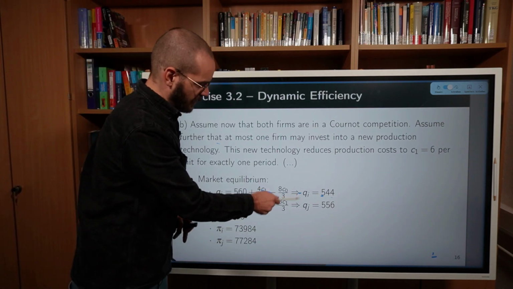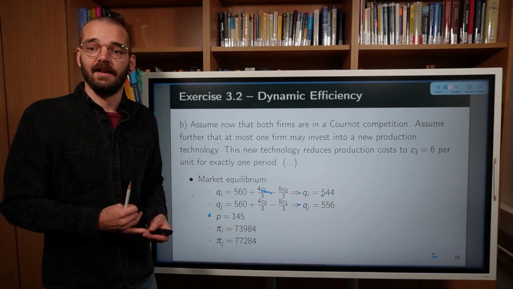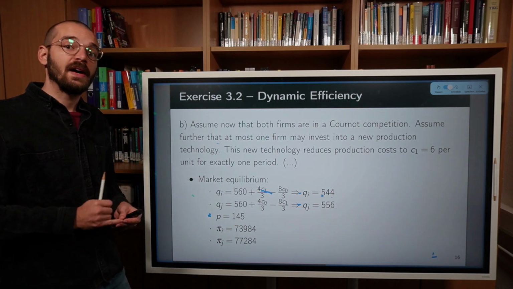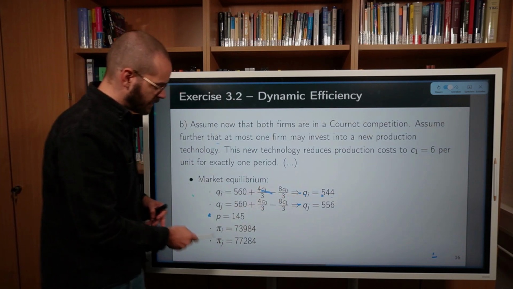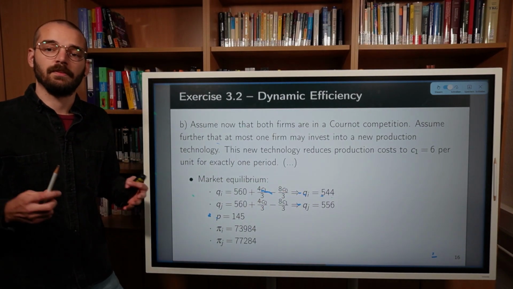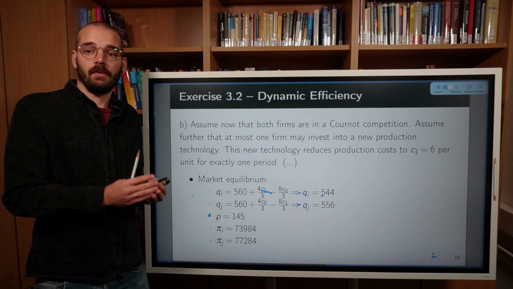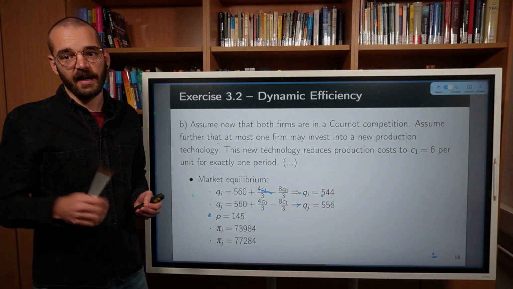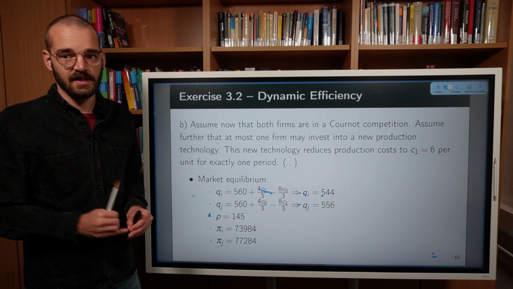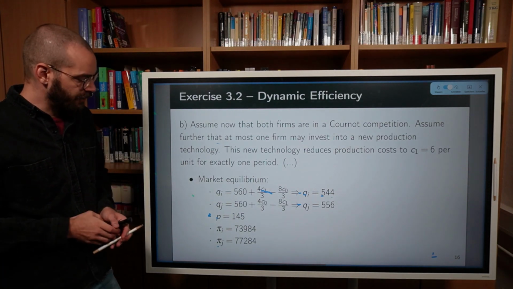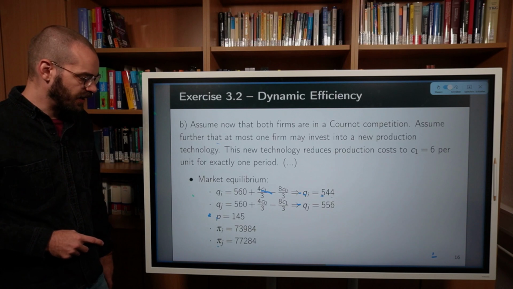So these are the individually produced quantities of the firms, and using them, by having a look at the demand function, we can find out what the equilibrium price in the market would be in this situation, namely 145. Knowing quantities and prices, we can then calculate the individual profits. Again, keeping in mind that when calculating the profits of firm I, we have to consider that firm I still has the old high marginal cost of 9, unlike firm J, who has the new lower marginal cost of 6, C1. So the profits of firm I are 73,984 and the profits of firm J are 77,284.